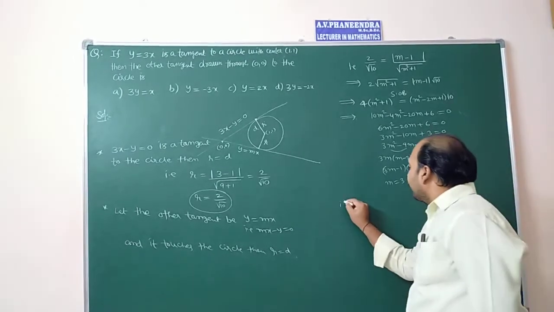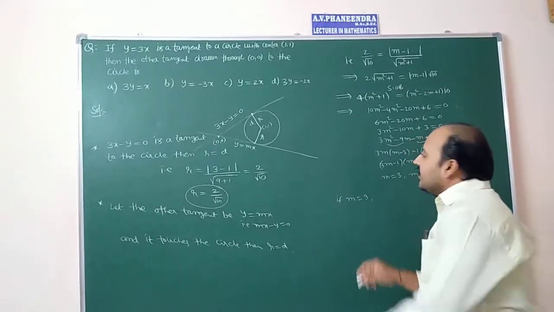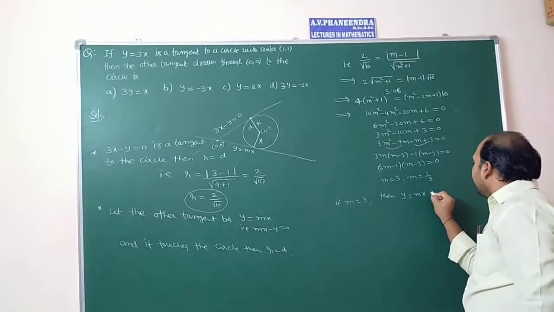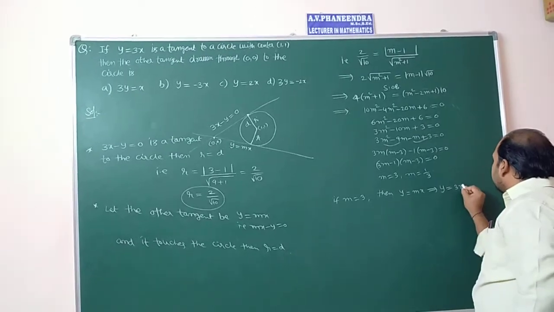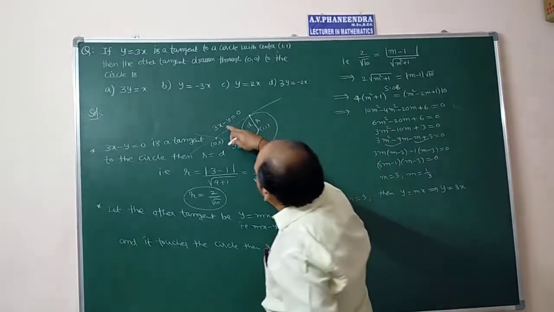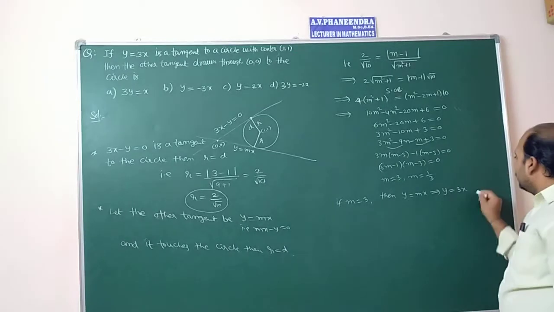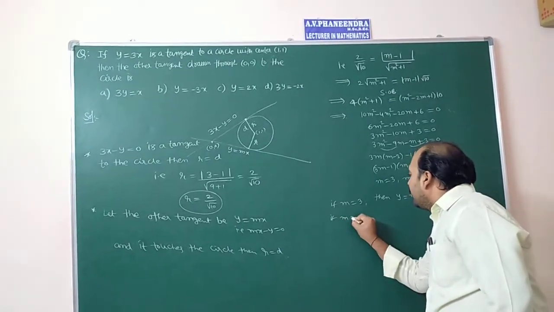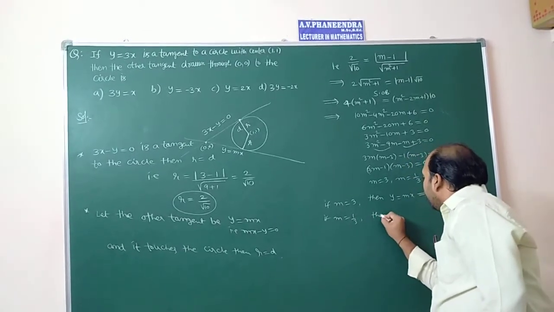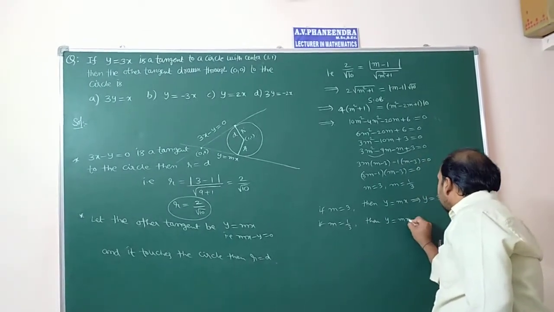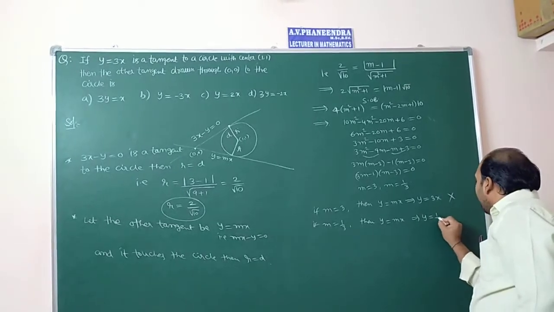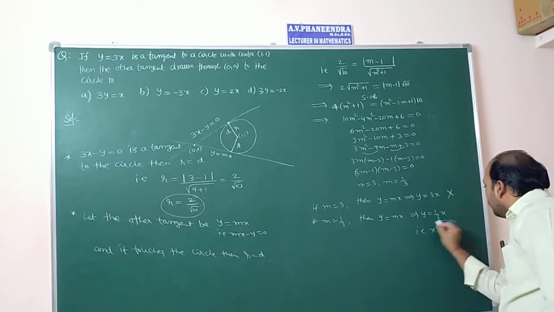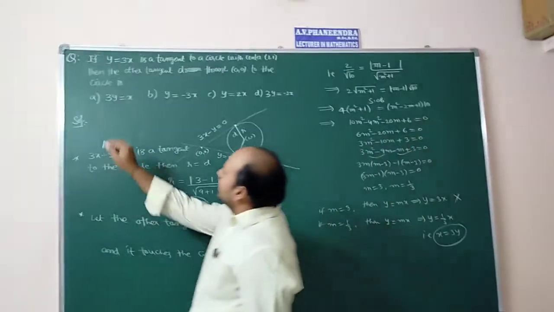If we take m is equal to 3, then the tangent becomes y is equal to mx, that implies y is equal to 3x. It is already the given line, y is equal to 3x. So this is also a correct answer, but it is not the required one. If m is equal to 1 by 3, then y is equal to mx, that implies y is equal to 1 by 3 into x, that is x is equal to 3y. x is equal to 3y is there in the first option.